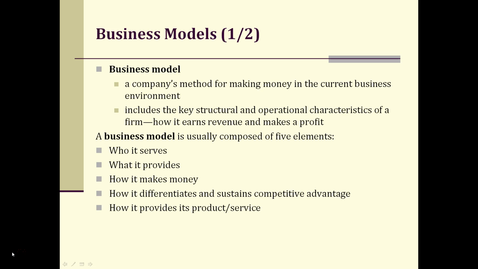So, looking at business models. A business model is a company's method for making money in the current business environment. It includes the key structural and operational characteristics of a firm, how it earns revenue and makes a profit. A business model is usually composed of 5 elements: who it serves, what it provides, how it makes money, how it differentiates and sustains competitive advantage, and how it provides its product and service.